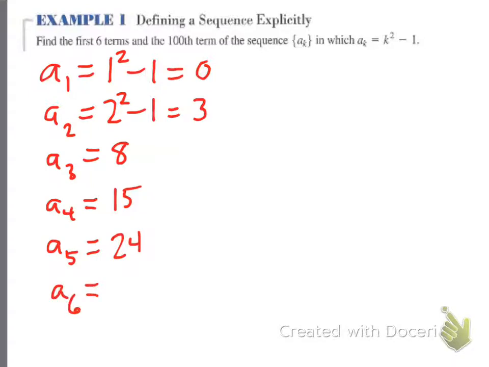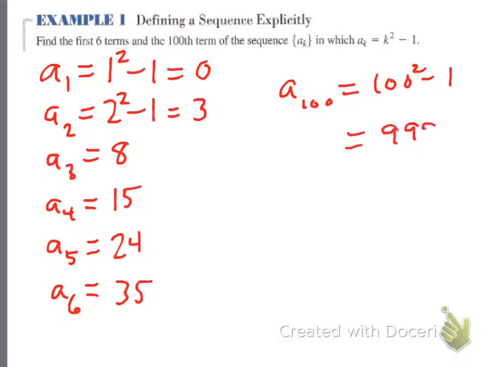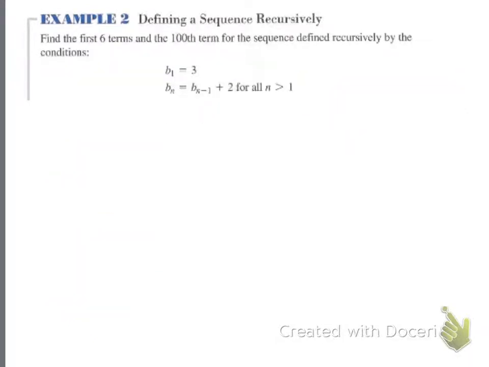First 6 terms, so A1 through A6. And then for the 100th term, k is 100, so that's 100 squared minus 1. Well, 100 squared is 10,000, so that's 9,999. That's easy enough. Take the number of the term, plug it in for the variable, figure it out. Now that was explicit, what we did right there. Now let's talk about recursively.